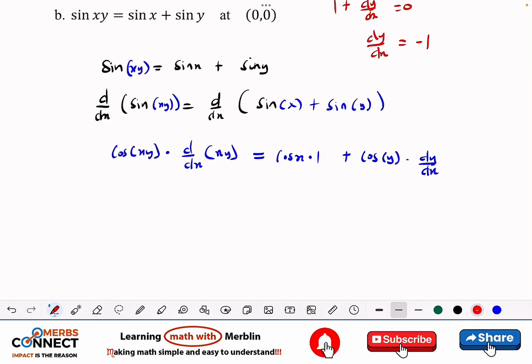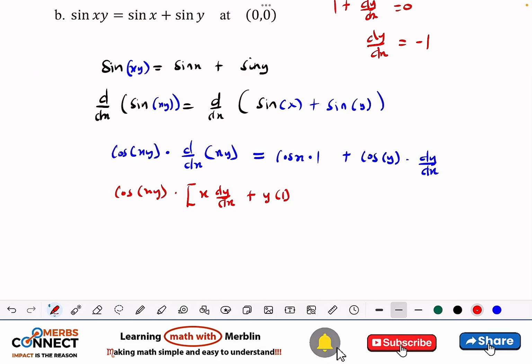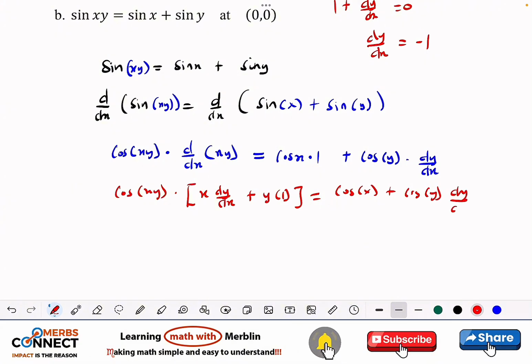Let's try and simplify this. Cos xy times, now I need to differentiate this and I need to use the product rule. So I'm going to have, when I maintain x and differentiate y, dy over dx plus, now maintain y and differentiate x, I'm going to have 1. And this is going to give me cos x plus cos y dy over dx.